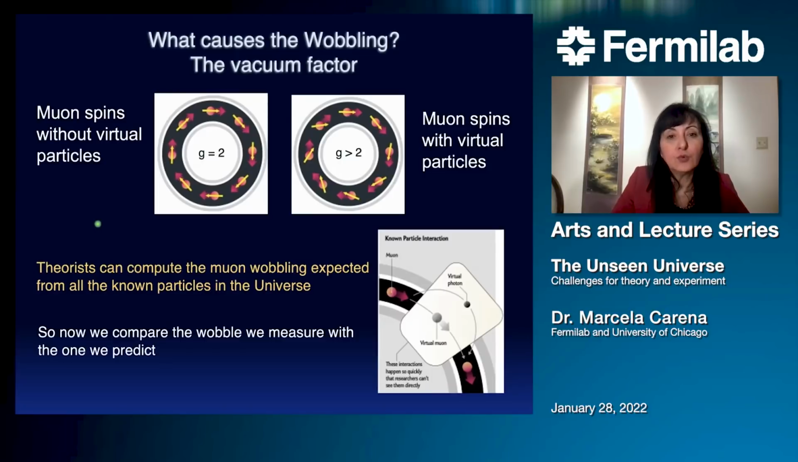The vacuum factor. If muons were alone, just on their own, with no company, in the vacuum of the ring, their spin would not wobble and G would be equal to 2.